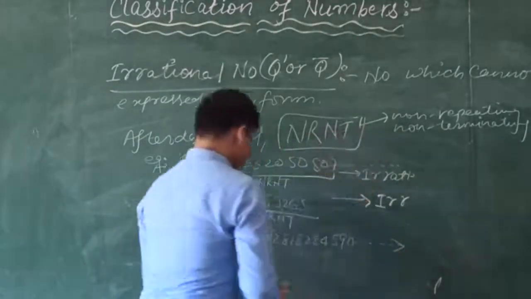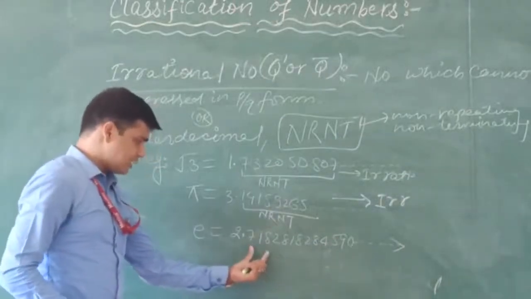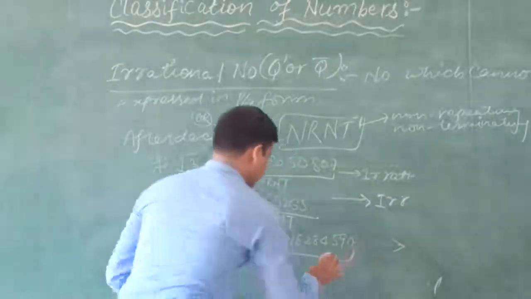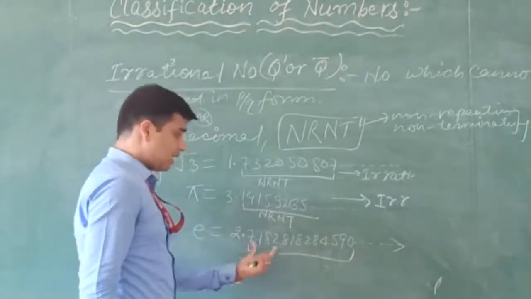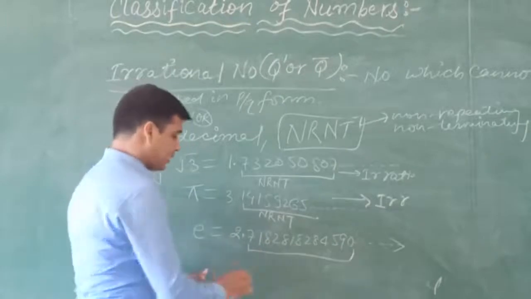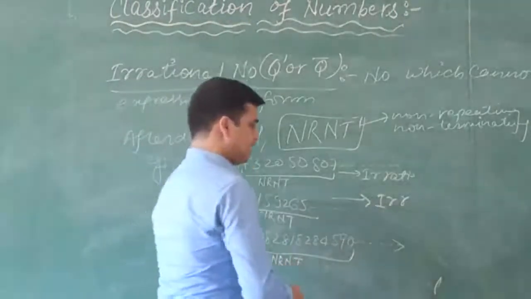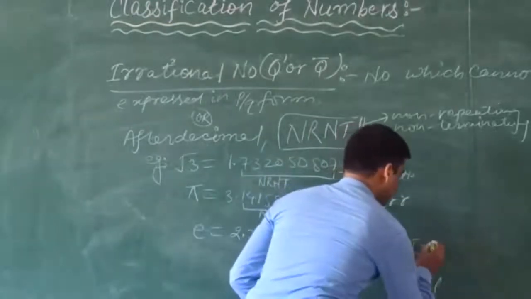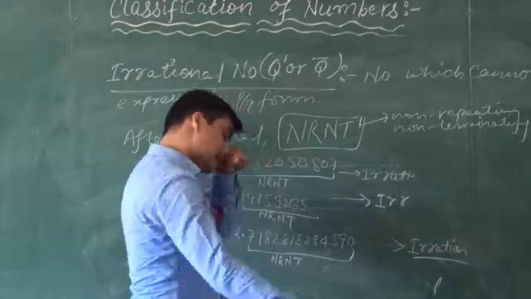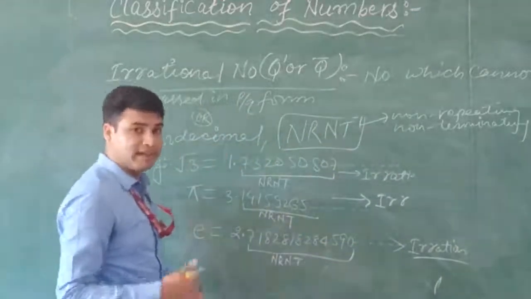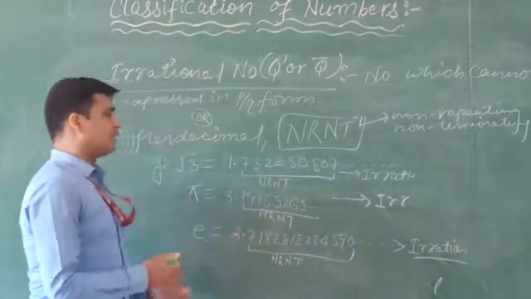Now see this again, if you observe this one here, after decimal these numbers, you can say this is NRNT. How? After decimal this is non-repeating, non-terminating. All numbers are different and it is not going to terminate. So it is following NRNT. So we can say this is again an irrational number. I hope you are getting this. If a number is given and after decimal it is non-repeating, non-terminating, NRNT, we can say that is an irrational number.